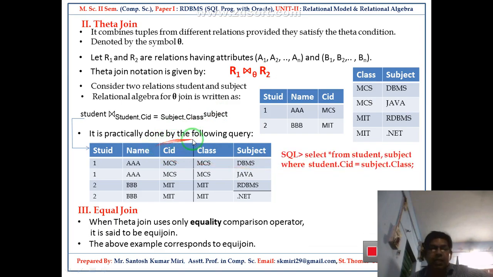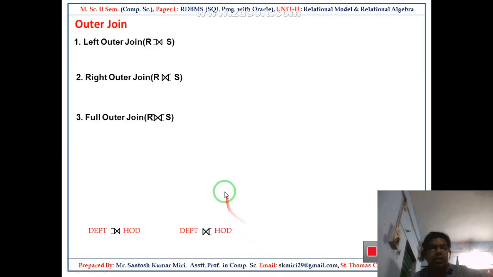It is practically done by this query: select star from student, subject where student.cid is equal to subject.cid. The output will be this one. Equal join: when theta join uses only the equality comparison operator, it is said to be an equal join. The above example corresponds to the equal join.